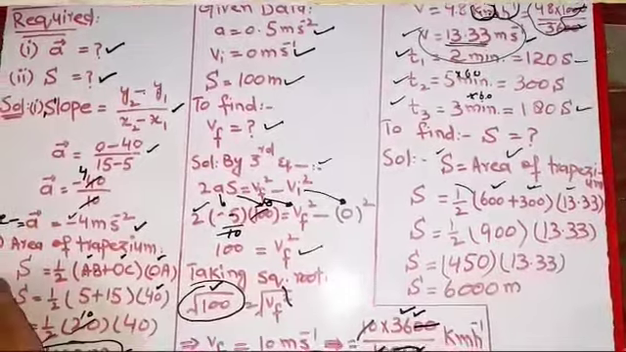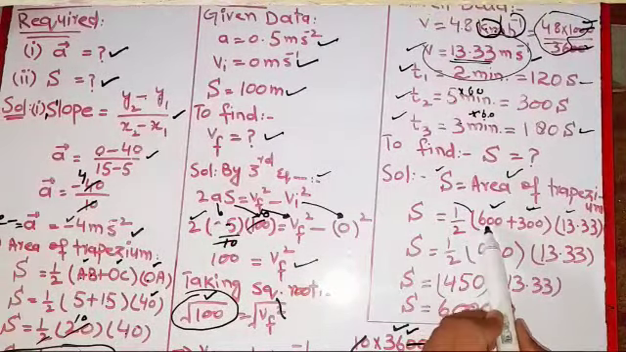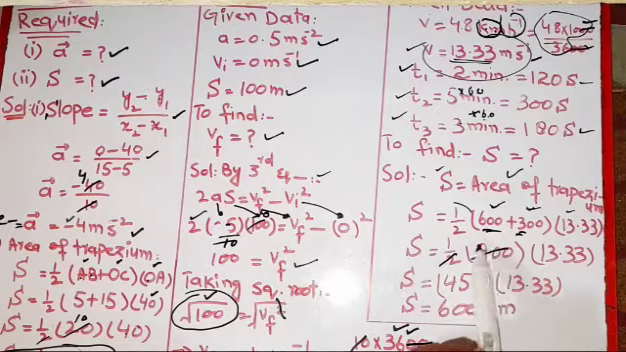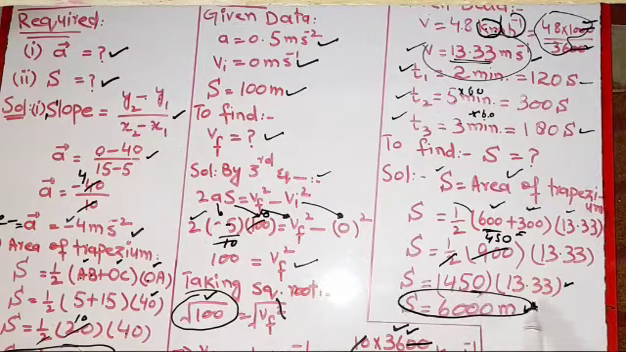Next we will calculate it. You can see here 600 plus 300 will be equal to 900, and half of 900 is 450. 450 multiplied by 13.33, when we put it in the calculator and multiply it, the answer will be 6000 meters. Hence the total covered distance of that object will be 6000 meters.